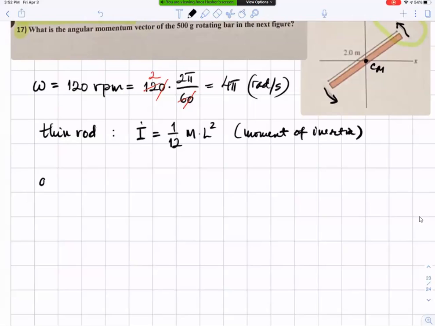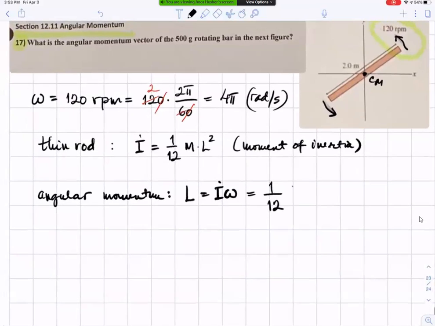So just remember that angular momentum, that was denoted with L, right, is I omega. Now the only thing we have to do is plug in what we know. So 1/12. The mass here, what is it? Is 500 grams, so that's half a kilogram. And then the length is 2 meters, and this will be 2 meters squared, times the omega, that will be 4 pi, and those are radians per second.